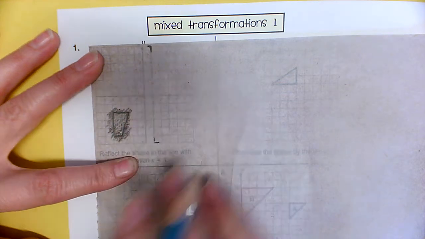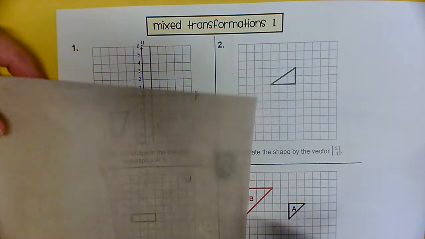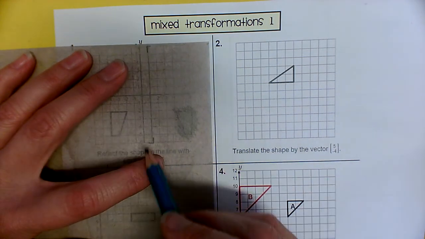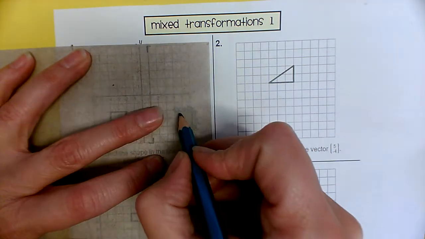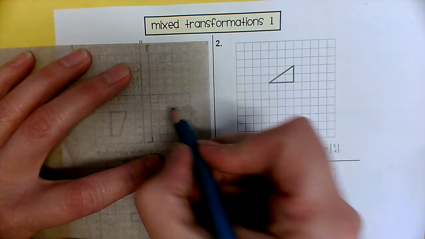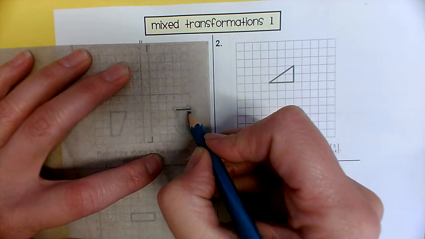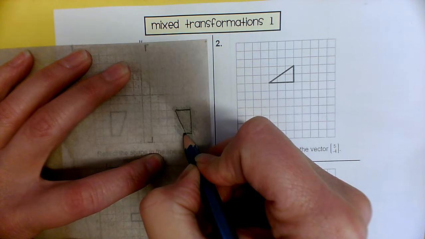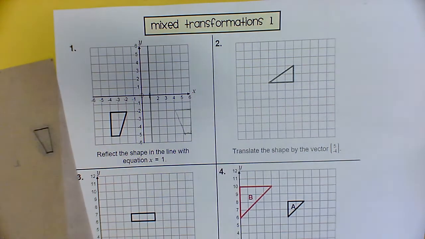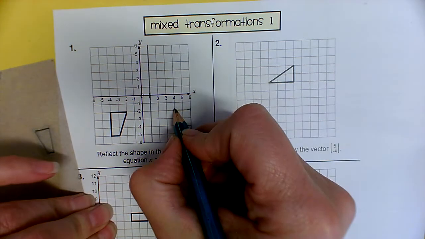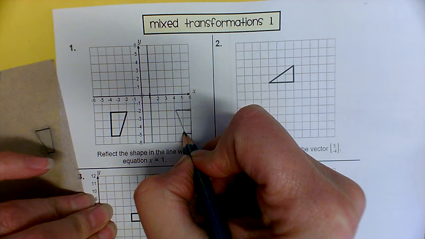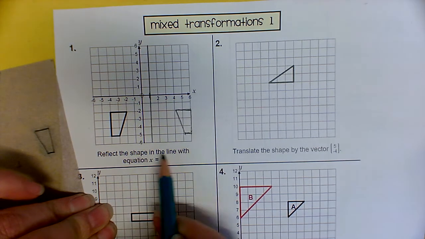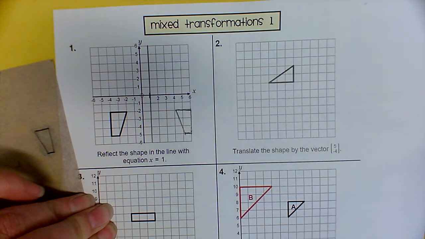Once I've done that, I'll turn my tracing paper over, line up my little points that I've marked on my sheet, my corners, and then I can see through my tracing paper my shape, so I'm going to draw my shape in like so, just over the top, and then you can see underneath there's that shape that's faintly drawn in, and then I'm just going to go over the top. So this is my reflection of my shape in the line with the equation x is equal to 1.